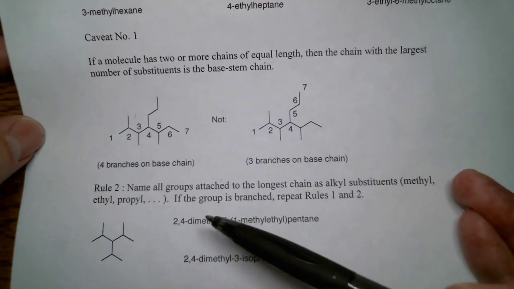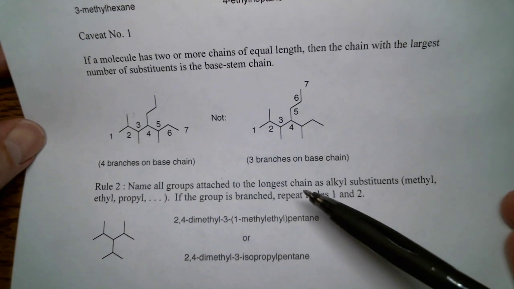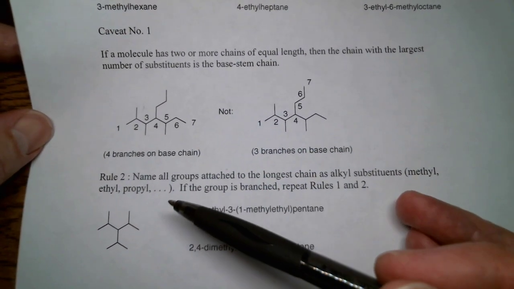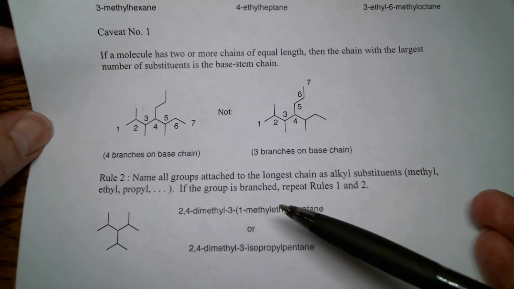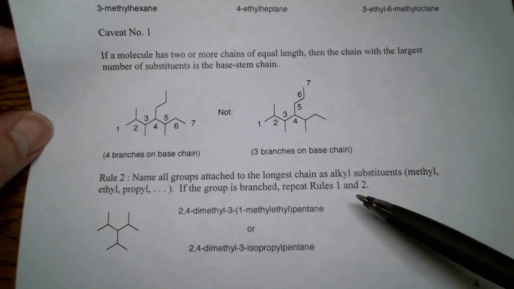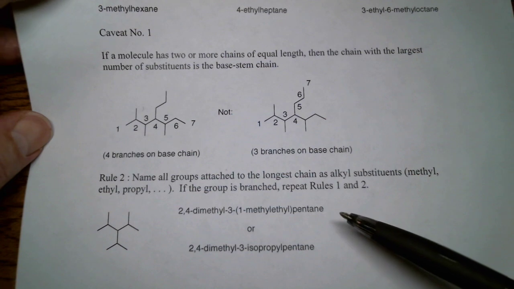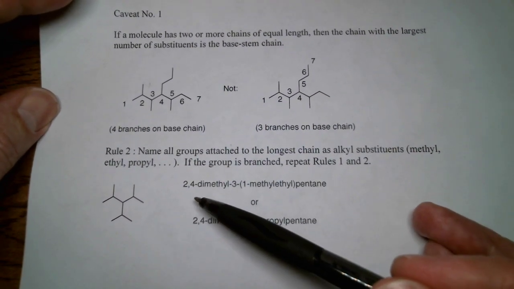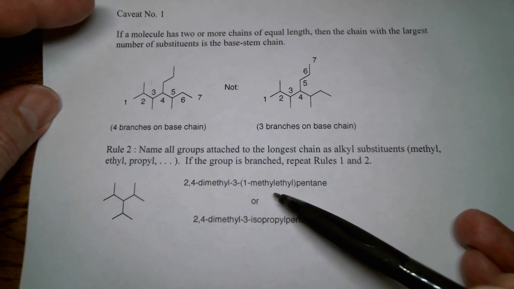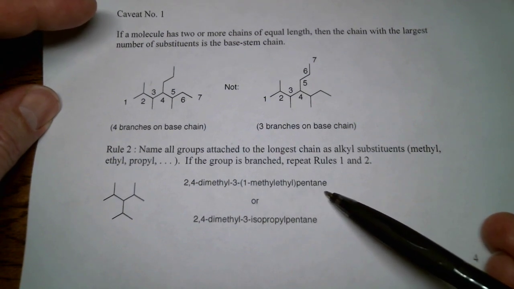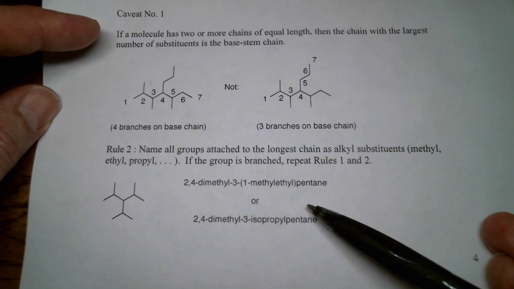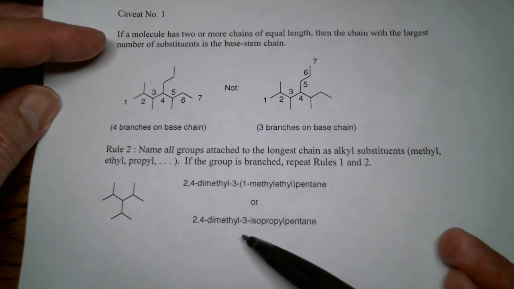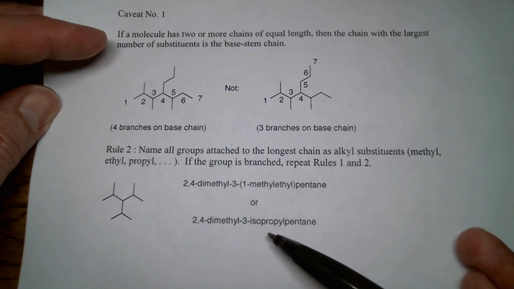Rule 2, name all the groups attached to the longest chain as alkyl substituents, that is methyl, ethyl, propyl, etc. If the group is branched, you repeat rules 1 and 2. So for example, this molecule is 2,4-dimethyl-3-(1-methylethyl)pentane in the IUPAC system of naming, which we will be asked to use, not necessarily incorporating common names.